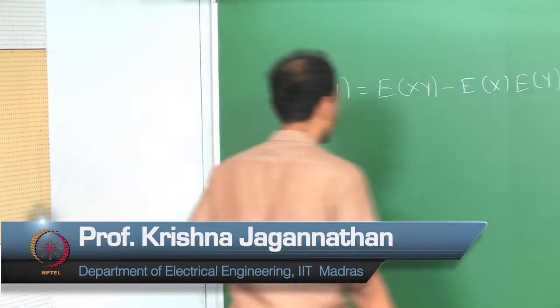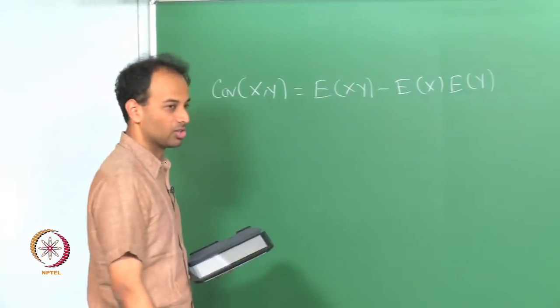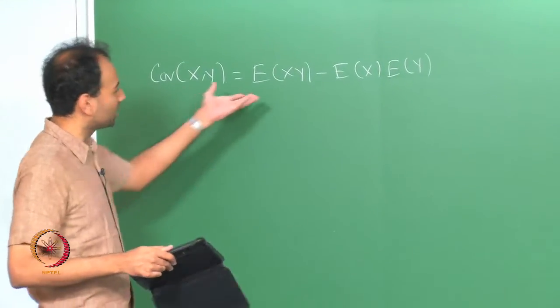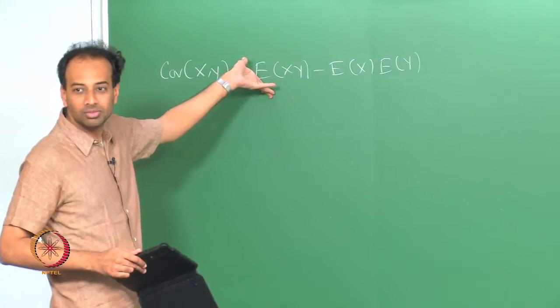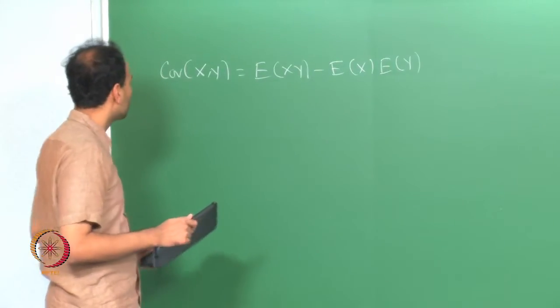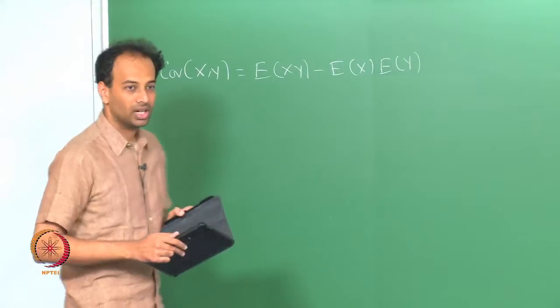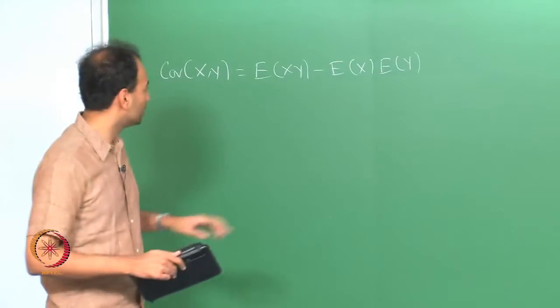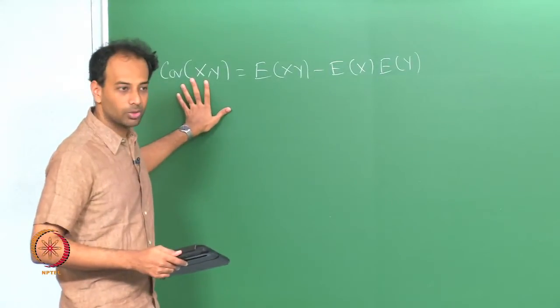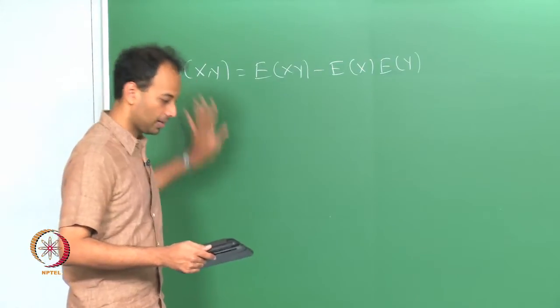Last class, we were discussing variance and covariance. So, the covariance of two random variables is defined as expectation of XY minus expectation of X times expectation of Y, whenever it is well defined. And we said that the random variables X and Y are said to be uncorrelated if covariance of X, Y equals 0.